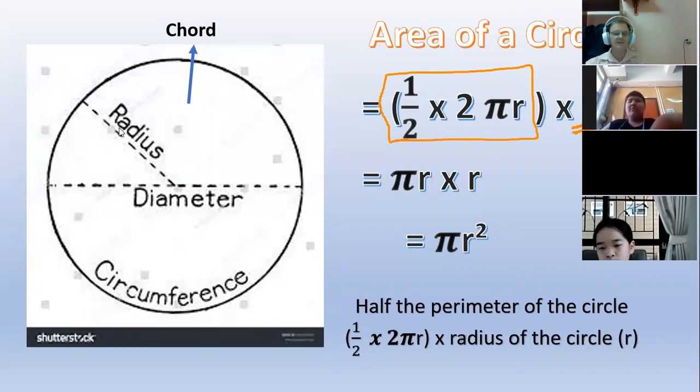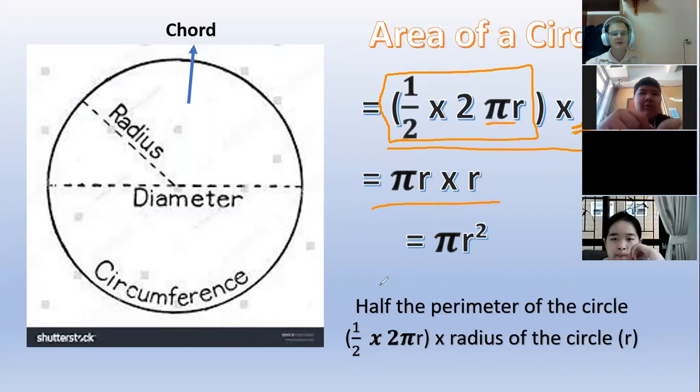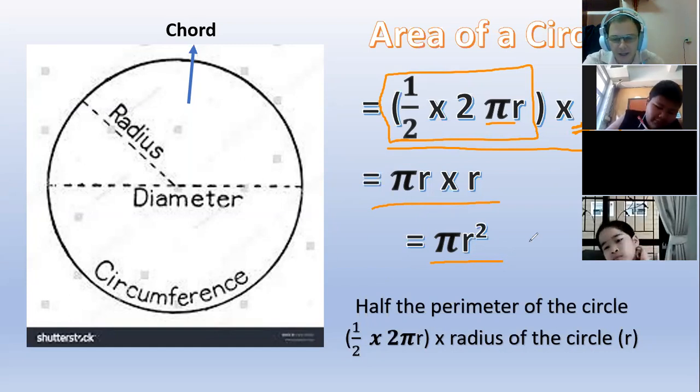So if you can write it, the first step of the formula is here. This is the second step. When you multiply the half with 2, it falls away. And you only have pi R times R. So the formula to calculate the area of a circle is very simple. It's pi times the radius squared. What does radius squared mean? It means the radius times the radius. Okay.